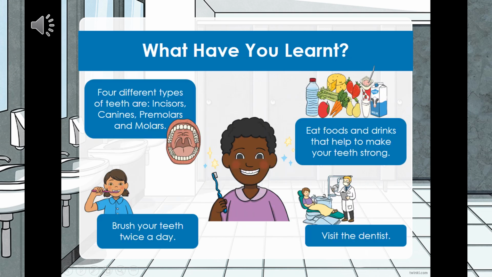Let's review what we have learned today. There are different types of teeth which have different functions because of their shape and size. Incisors help to cut the food. Canines help to tear and grip the food. Premolars hold and crush the food, and molars help to chew and grind the food completely.